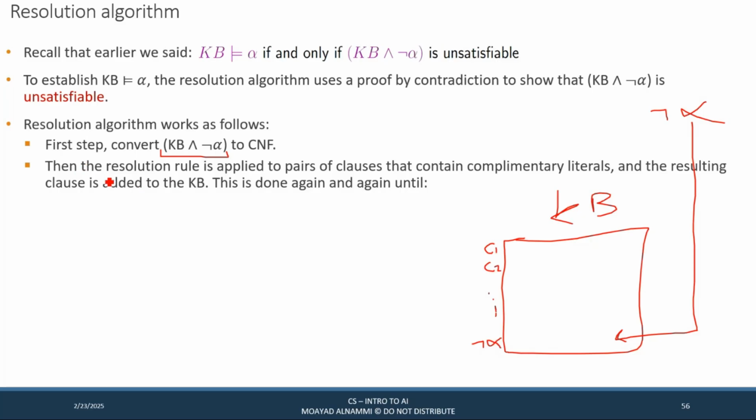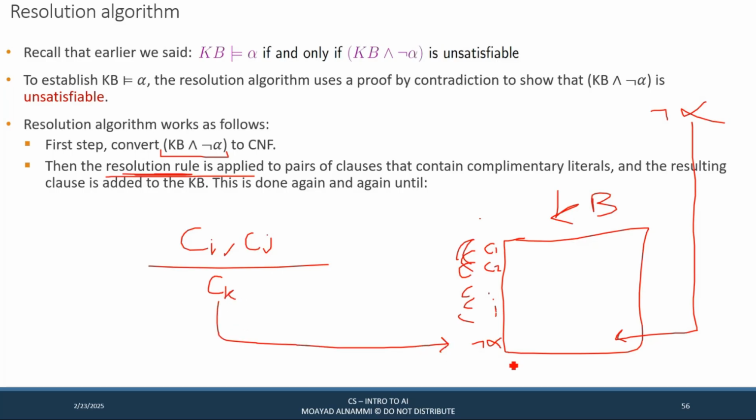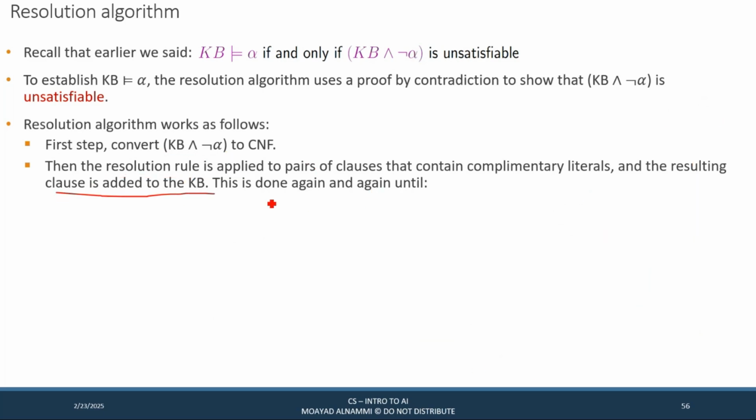What you want to do is apply the resolution rule on pairs of clauses. So look at every single possible pairing of the clauses in your KB and apply the resolution rule, right? So take any two clauses, CI and CJ, and apply the resolution rule to come up with some new clause. We'll call it CK. Add this clause to your KB as a new clause CK. The resultant clause is added to KB. This is done again and again. So you keep taking pairs of clauses, doing the resolution rule, and adding new clauses to your KB.